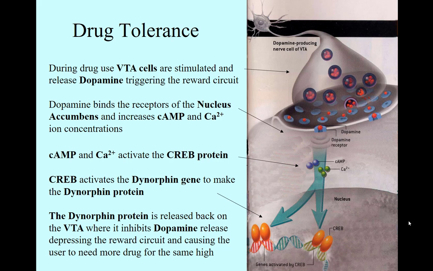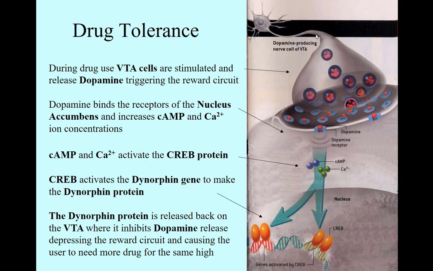All right, so here is the physiological process of drug tolerance. Remember, we go from the VTA cells to the nucleus accumbens cells, and that's what we see here. This cell right here is a VTA cell. Here's the presynaptic terminal. It's binding onto the dendrite of the nucleus accumbens cell. This is the nucleus accumbens cell.